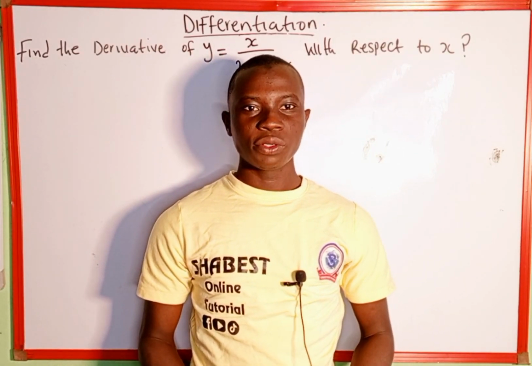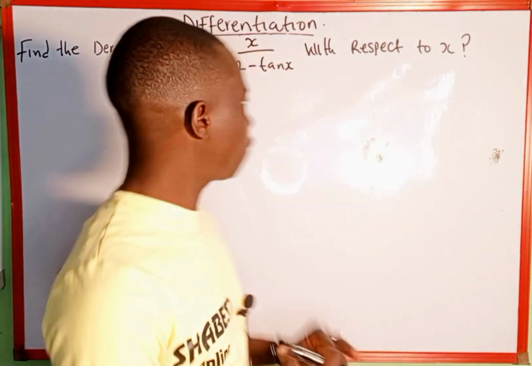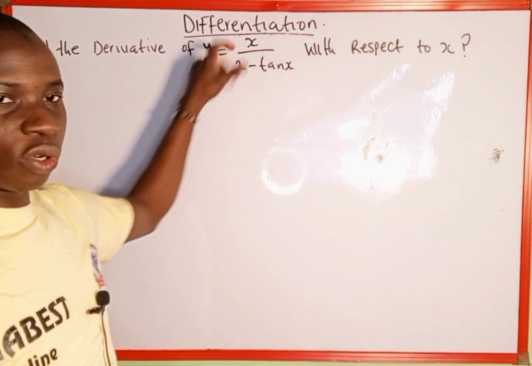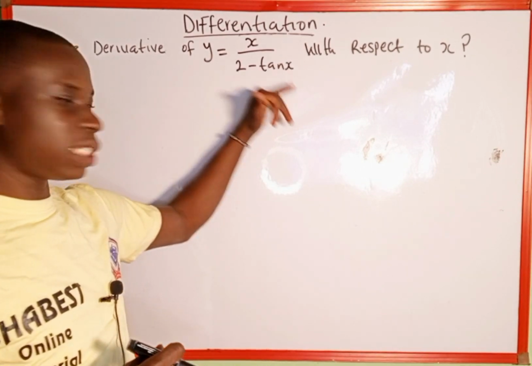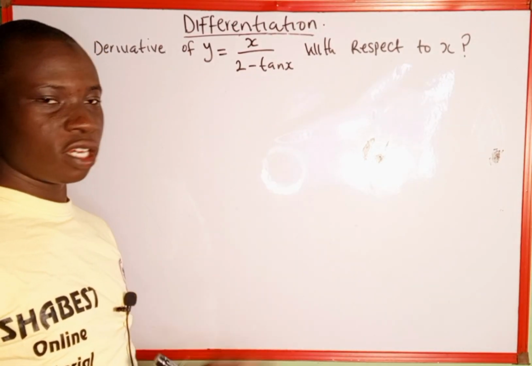In today's tutorial, we are going to learn how to find the derivative of this function with respect to x. And the given function is what? y is equal to x all over 2 minus tangent x. So we are going to apply quotient rule to differentiate this function.